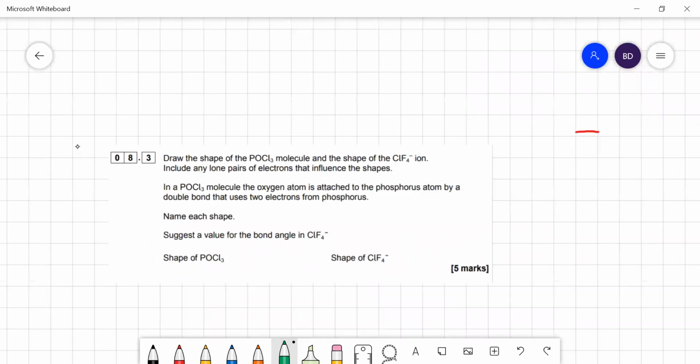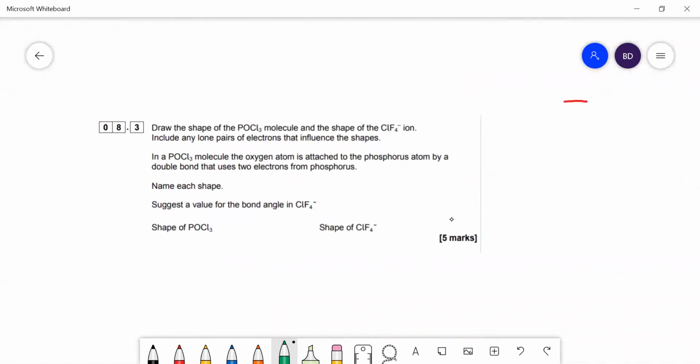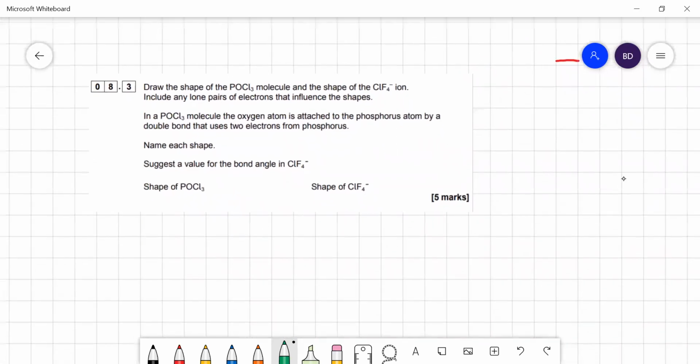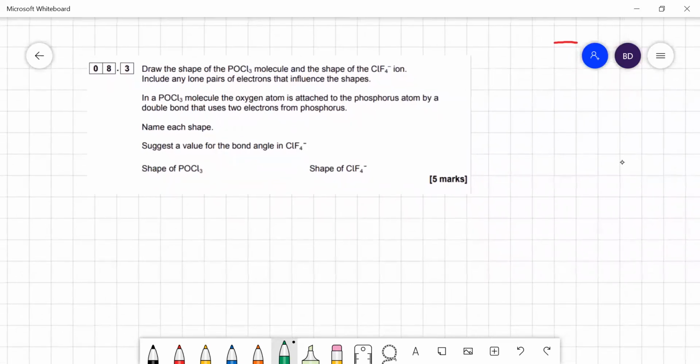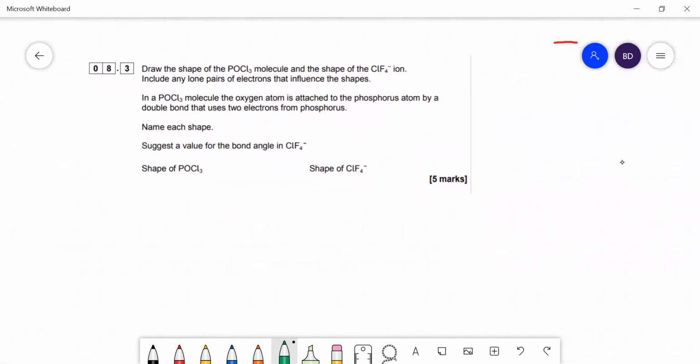Right, shapes of molecules now. Draw the shape of the POCl3 molecule. Name each shape, and then we've also got the ClF4 minus ion. Let's just do POCl3 first. Okay, so that is going to be like this.